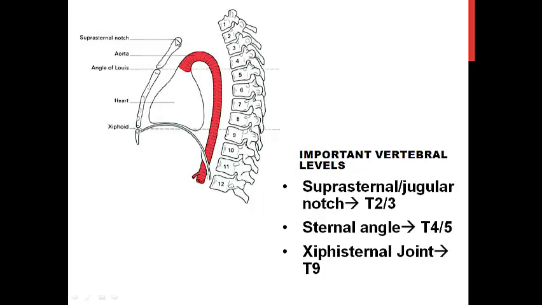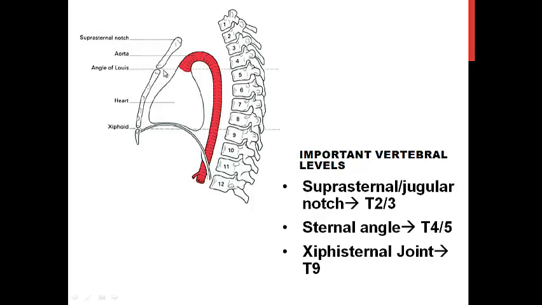If you guys remember with the anatomy of the sternum, we had a small notch at the upper border of the sternum, which we called the sternal notch. You can call it the suprasternal notch. It's also referred to as the jugular notch. Keep in mind that that's found at the level of T2, or the intervertebral disc between T2 and T3.